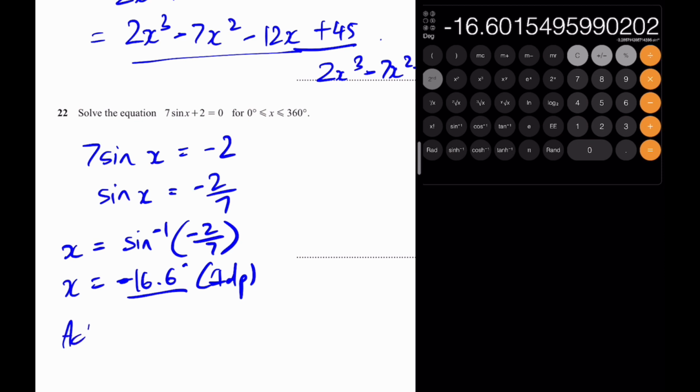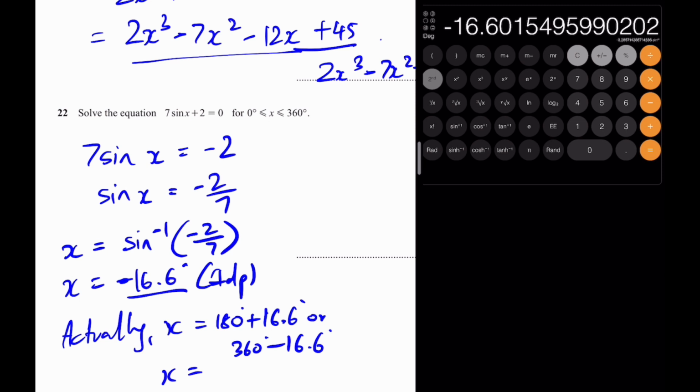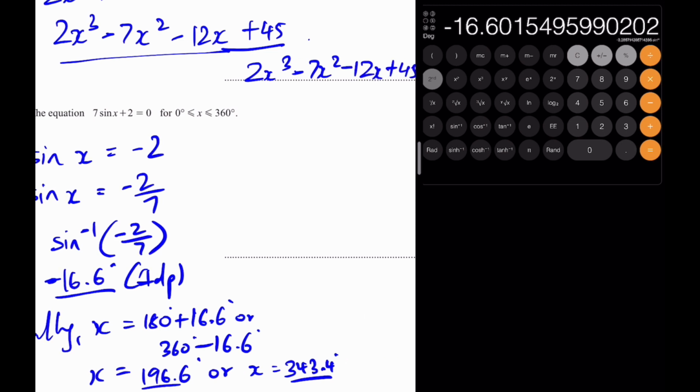So actually x equals 180 plus 16.6, or 360 minus 16.6. That means x equals 196.6 degrees, or x equals 343.4 degrees. These are the only two values. That's the answer. Let's go to question 23.